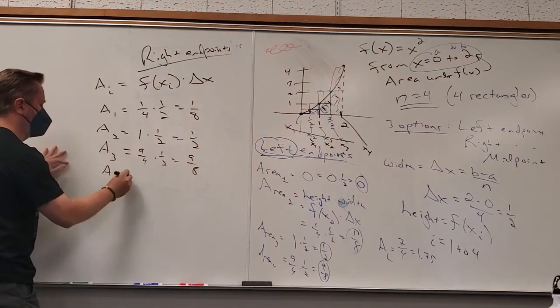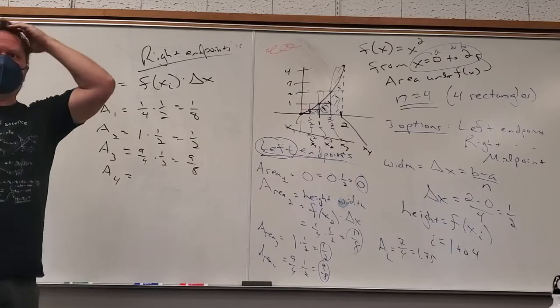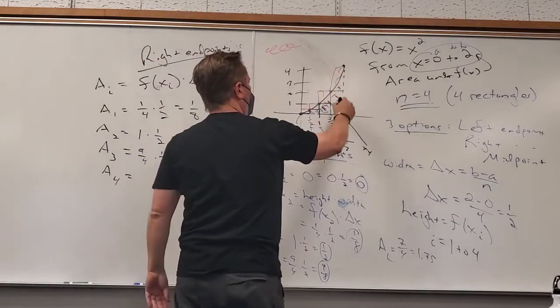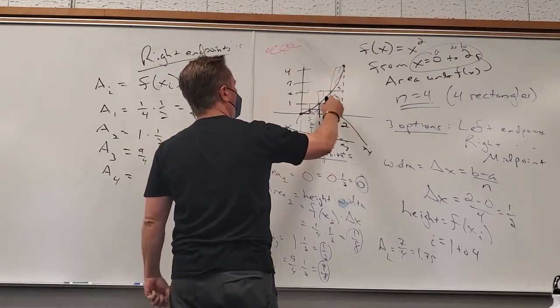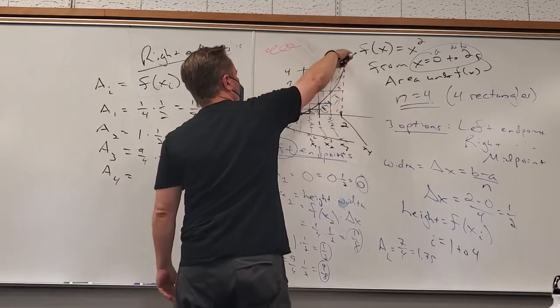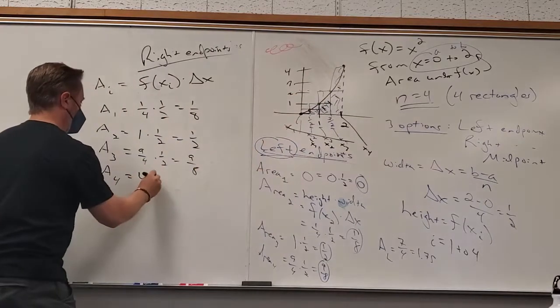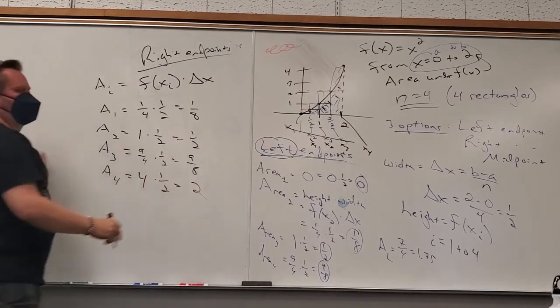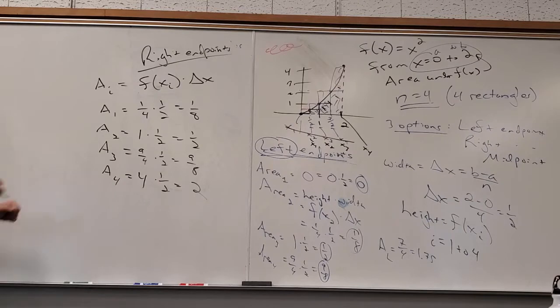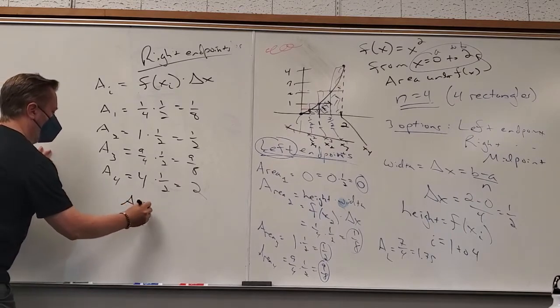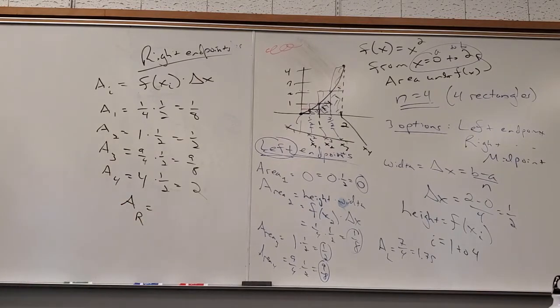And then the new one is that last rectangle that we didn't do last time. This big rectangle here. And that's a beautiful one. What's the height? 4 times the width? Yeah. So what's our right endpoint area approximation? Let's see, 15/4, 11/4... is that right?